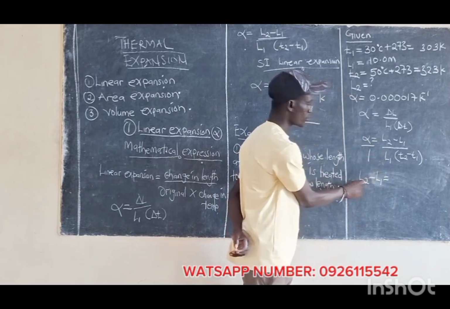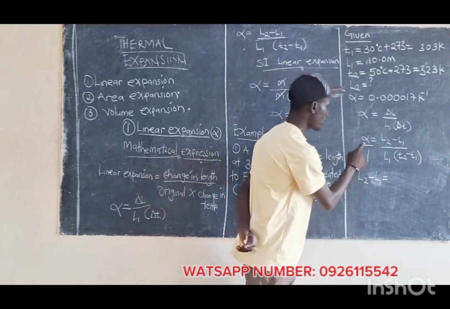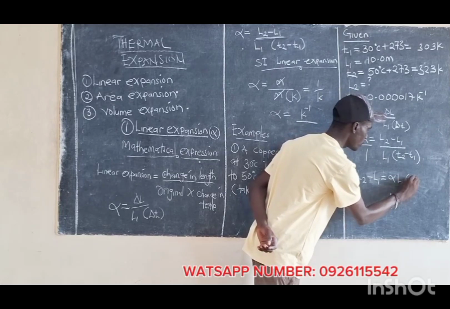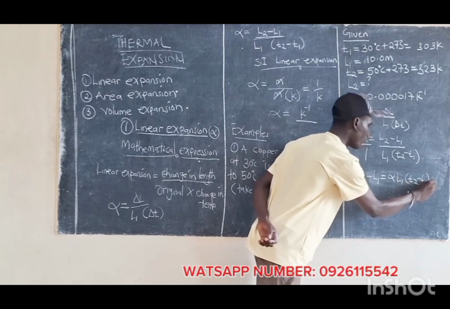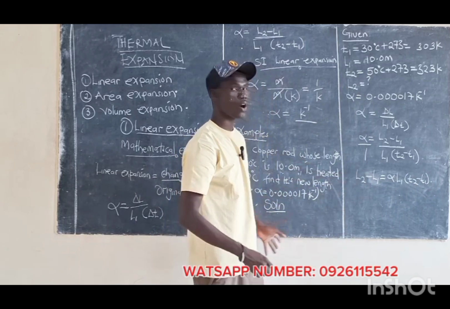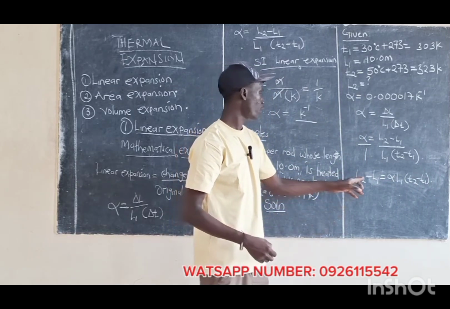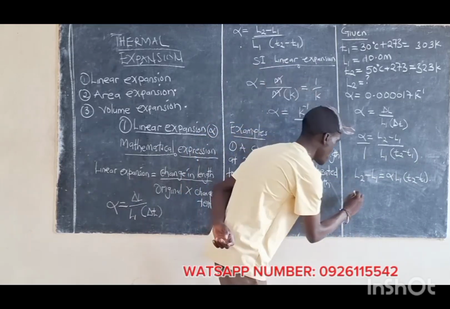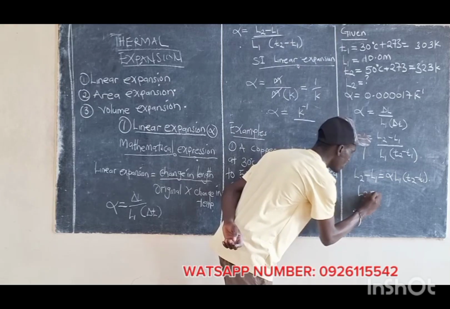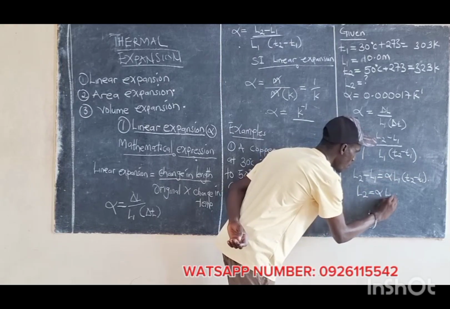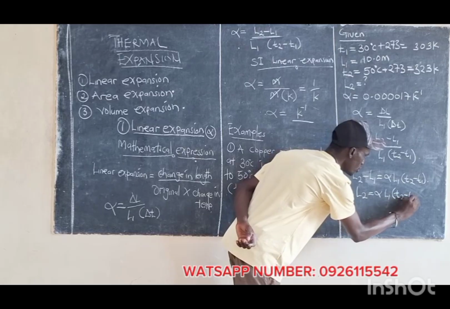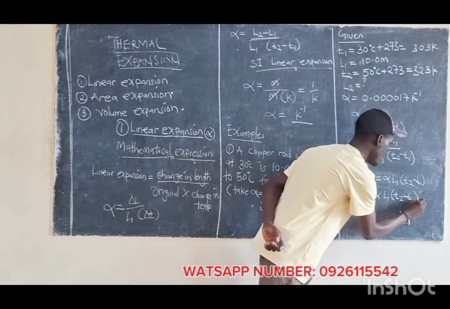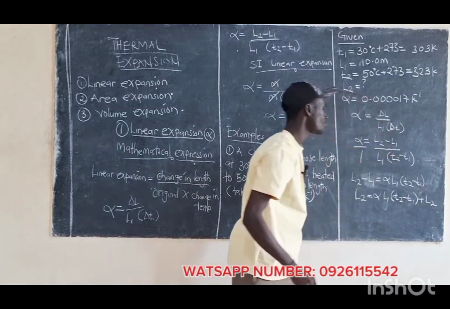We also multiply this one because we need to make L2 the subject. So this time you will get alpha multiplied by L1 into T2 minus T1. Still, we have this L1 on the left hand side of the equation. We are going to take it to the other side of the equation so that we are left with only L2. By doing so, we say L2 equals alpha L1 into T2 minus T1. If you take this negative sign to the other side, it will be positive, then plus L1.